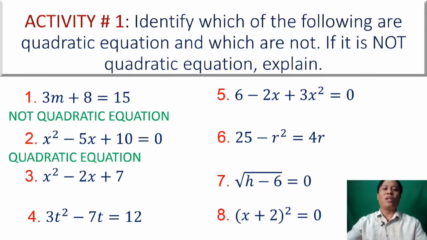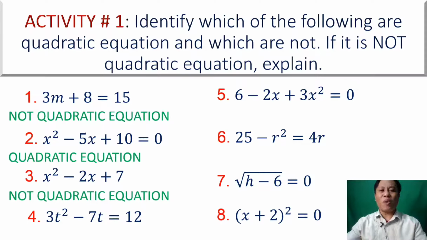How about number 3? x squared minus 2x plus 7. Is this a quadratic equation or not? This is not a quadratic equation simply because there is no equal sign to indicate that this is an equation. Even though the highest exponent is 2, it is still not a quadratic equation. This is just a quadratic expression because it has no equal sign.